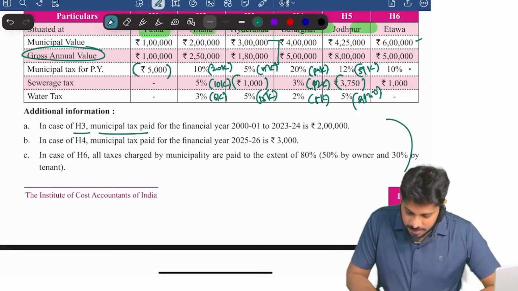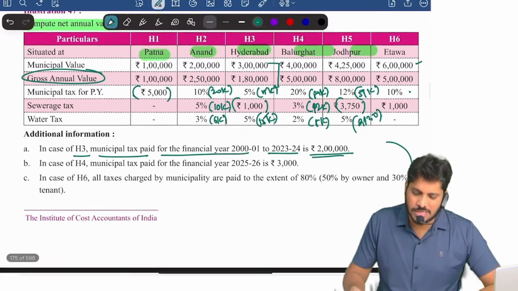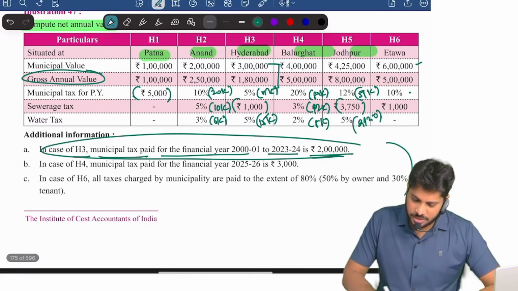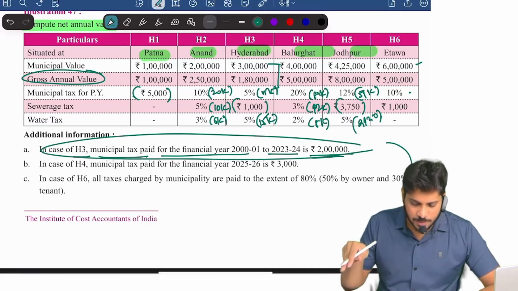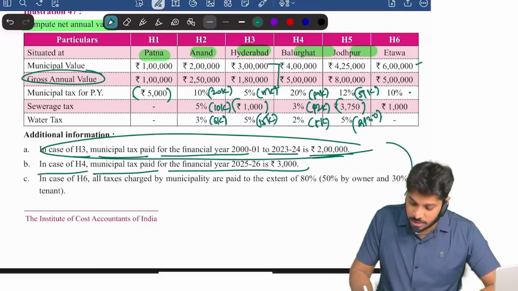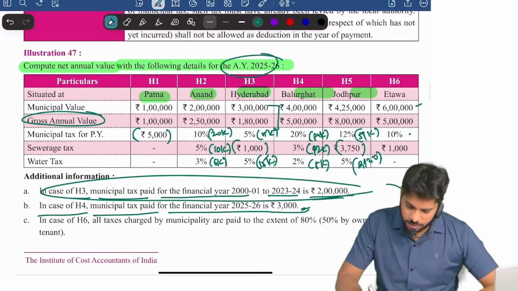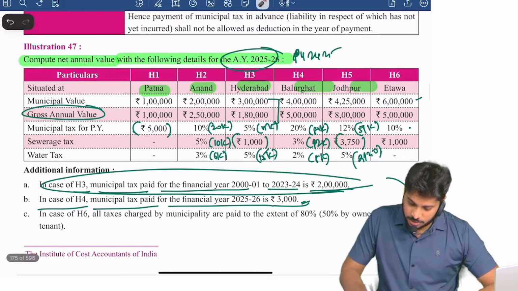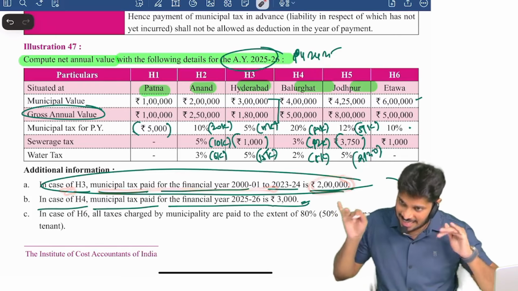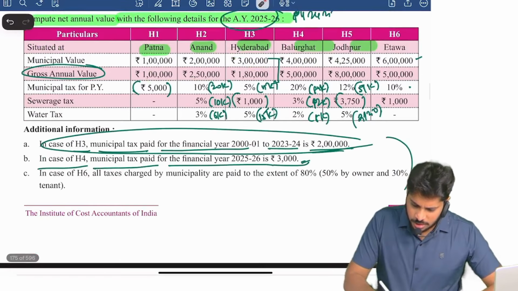House number 3, municipal tax paid for the year 2001 to 2034 is 2 lakhs. This was old year data. Did they say that it is paid during the current year? They didn't say that it is paid during the current year, so I'll ignore. House number 4, municipal tax paid for the financial year 25-26 is paid. Actual additional information they said. Right now we are doing for assessment year 25, nothing but previous year 24-25. Next year municipal tax also we paid. And I will assume that house 3 municipal tax also paid in the current year only. How much ever you pay, that much I will claim deduction. Yes or no?